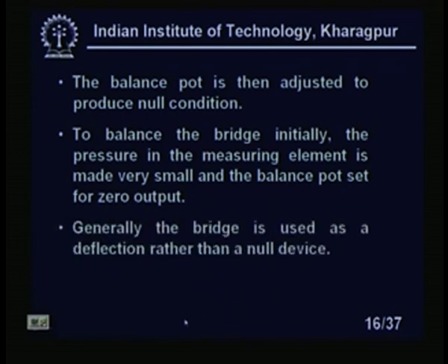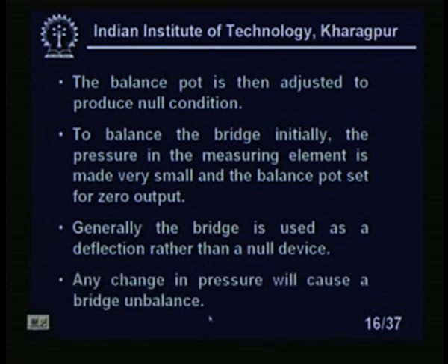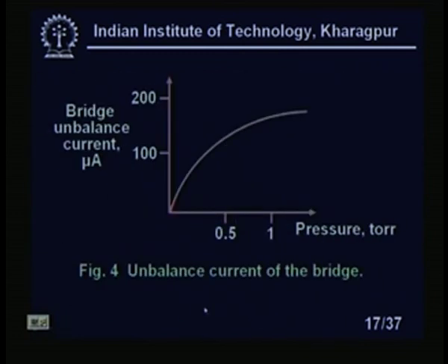Generally, the bridge is used as a deflection rather than a null device. Any change in pressure will cause a bridge unbalance. So, this unbalance is calibrated in terms of pressure. You see, this is the bridge unbalance current in microampere of a Pirani gauge against pressure. Now, see, after some time as the pressure increases, there is saturation of the bridge unbalance current. There is a definite reason why saturation is coming. This is the current in microampere, 100, 200 microampere, right.